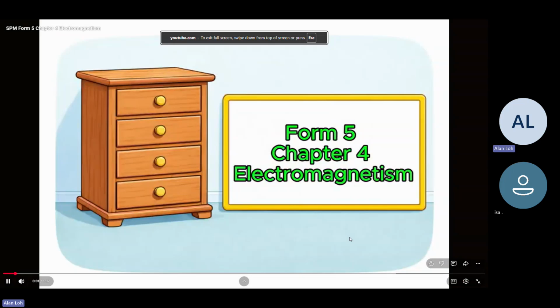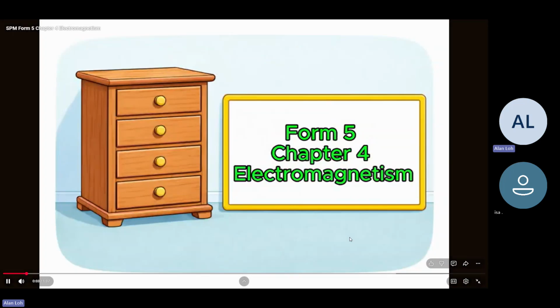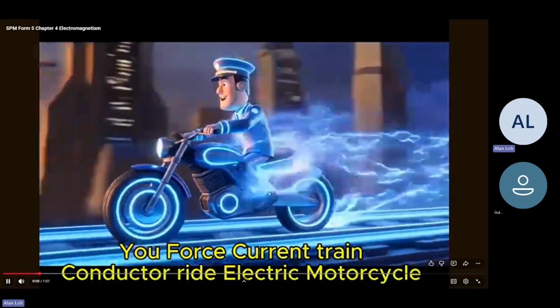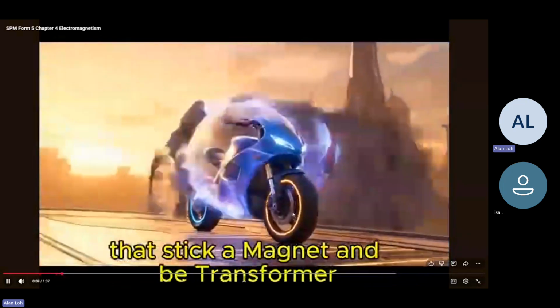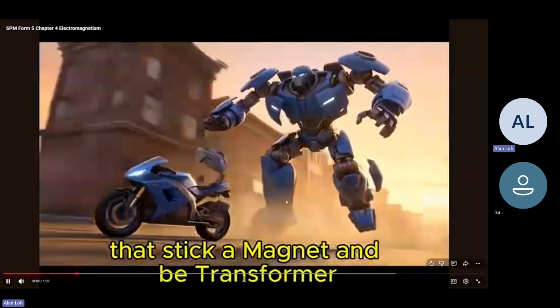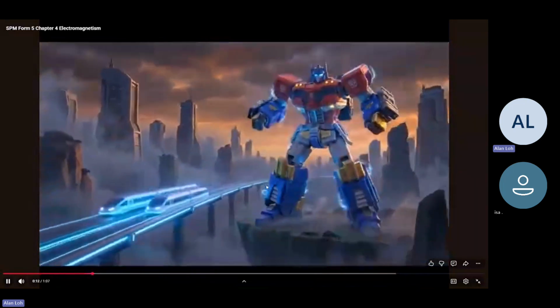Form 5, Chapter 4. Electromagnetism. You force current train. Conductor, ride, electric motorcycle. That stick, a magnet, and B, transformer.